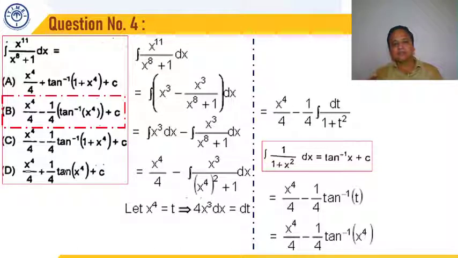So we simplify this. Whenever the degree of the numerator is higher than the denominator, we divide the expression. We write it as x³ plus, again a rational function where the degree of the numerator is lesser and the degree of the denominator is more. And then whatever form it fits in, here x⁴ can be taken as t, so that x³ dx can be replaced by 1/4 of dt. And we split into two parts and then simplify, use the result integral of 1/(1 + x²) dx as tan inverse x plus c. Step by step solution is given.